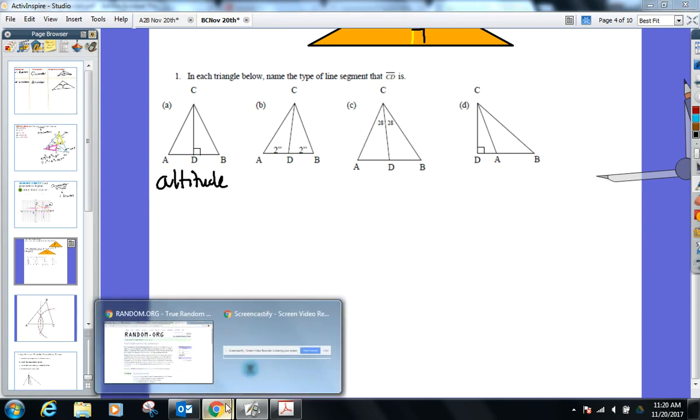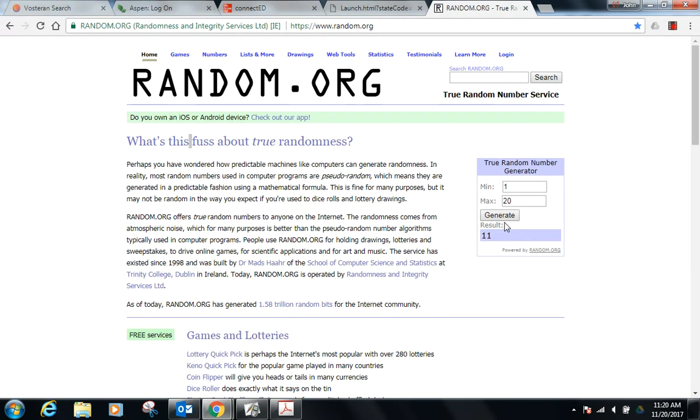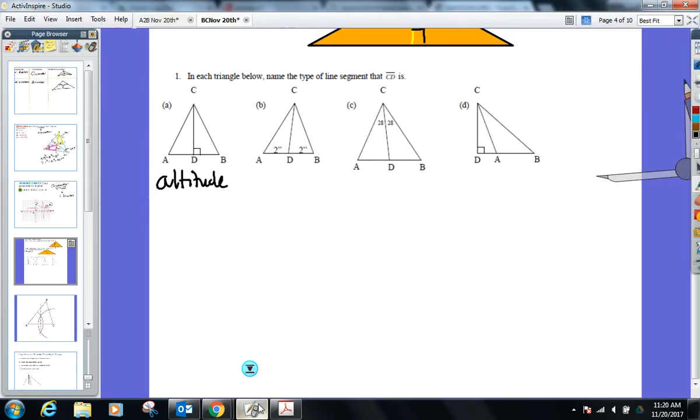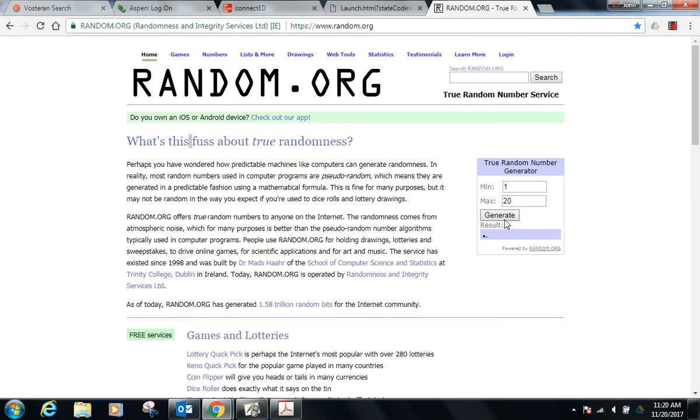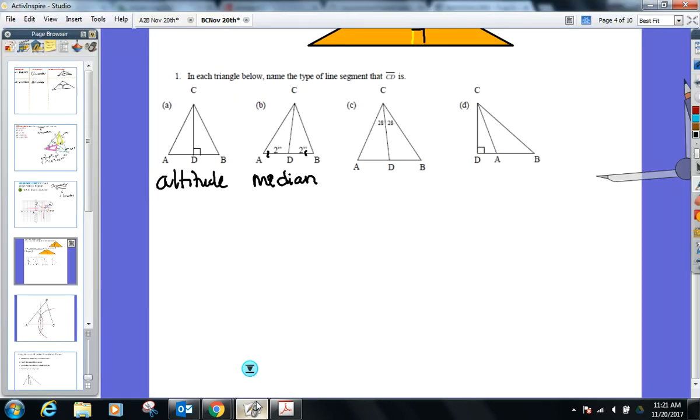Okay, here we go. How about part B now? That is a median because AD is congruent to DB, making D what, everybody? Point D is a midpoint. Medians go to midpoints. C was not a median nor an altitude. Yeah, threw a little curveball in there. Angle bisector.